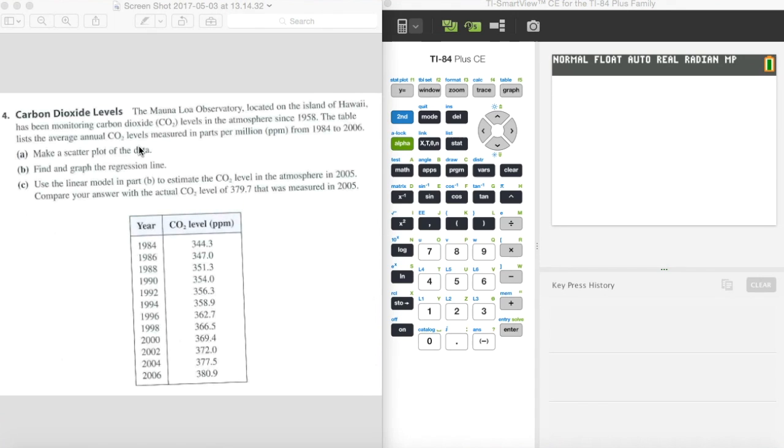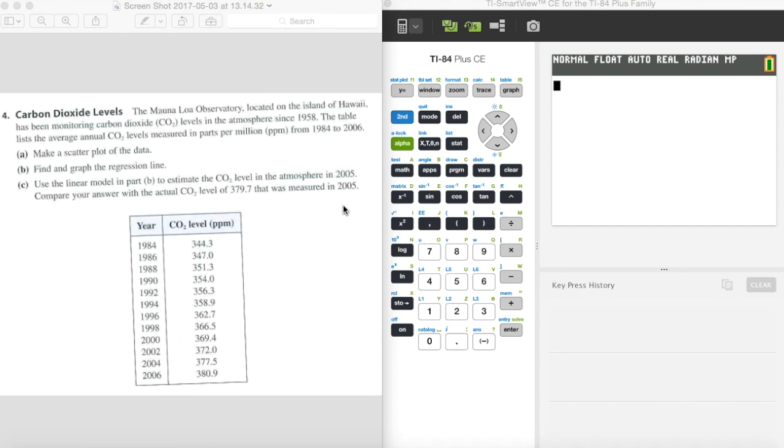We're asked to make a scatter plot of the data, X versus Y, year versus CO2 level. We're going to do that on a piece of graph paper, although we can represent it on the TI-84. It's just difficult to show that on an exam or evaluation of some kind. We're going to use the TI-84 to find the equation of the regression line, which is actually a linear model that will measure the increase in CO2 as a function of the year.